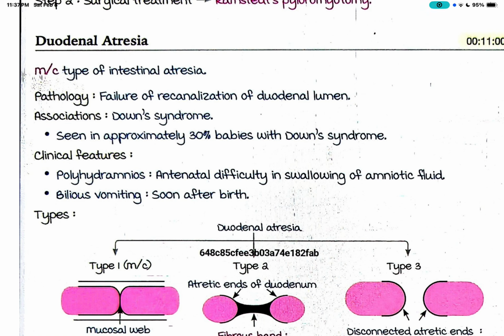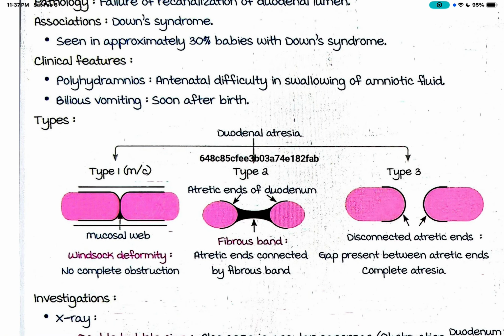Duodenal atresia is the most common type of intestinal atresia. Pathology: failure of recanalization of the duodenal lumen. Association: it is associated with Down syndrome and is seen in approximately 30% of babies with Down syndrome. What is seen in 30% of babies with Down syndrome? Duodenal atresia.